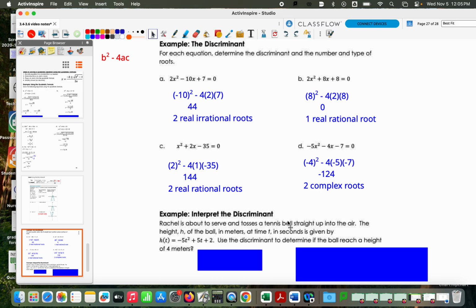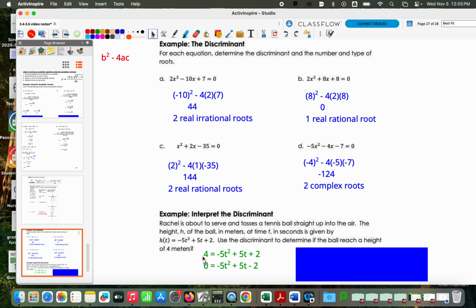And we can also apply it to a situation here. So she wants to serve this ball here, and it's given by this formula. We want to see, can it reach a height of 4 meters? So we don't actually define the time. We just want to see, hey, is this possible? So let's plug in 4 for the height. So we're going to plug that in here.